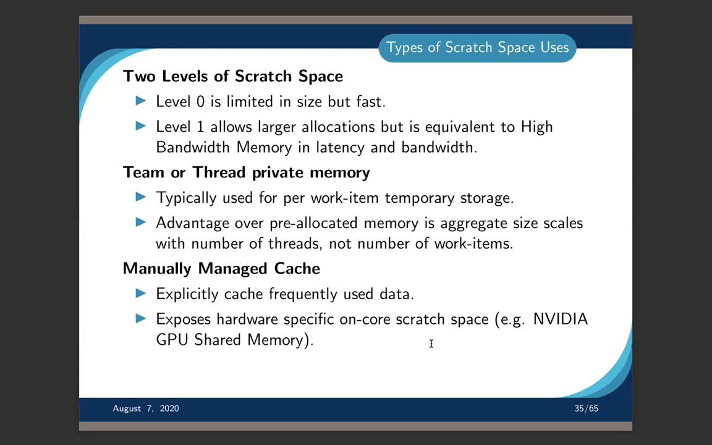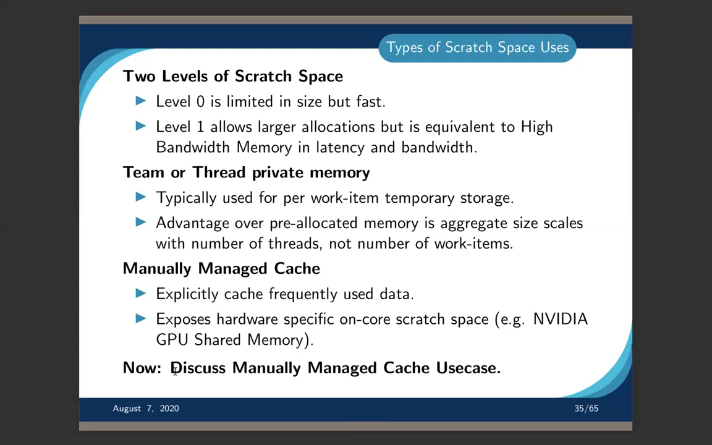The second primary use case for scratch space is as a manually managed cache. Essentially, you can manually cache things which you access frequently. And this is the only way to use hardware-specific manual on-core scratch space, like, for example, NVIDIA's GPU shared memory, or the big Chinese machine, which I think had manually managed scratch, and that's what is exposed through this too.